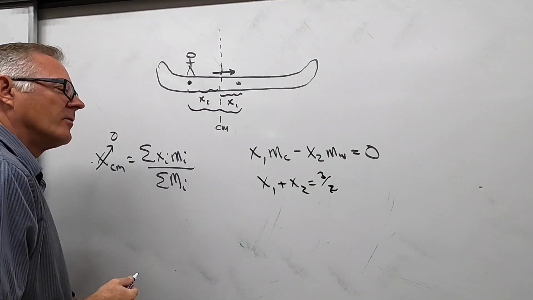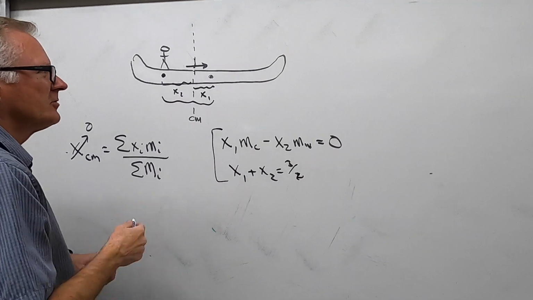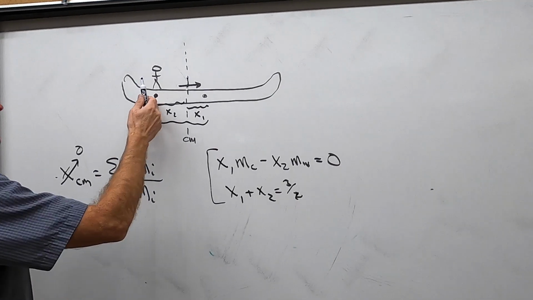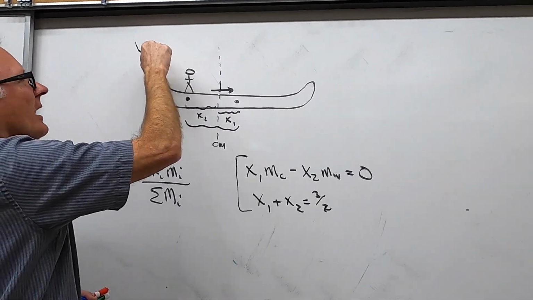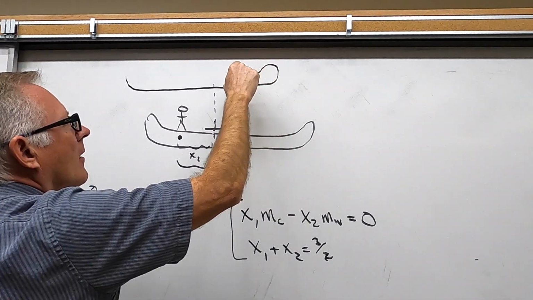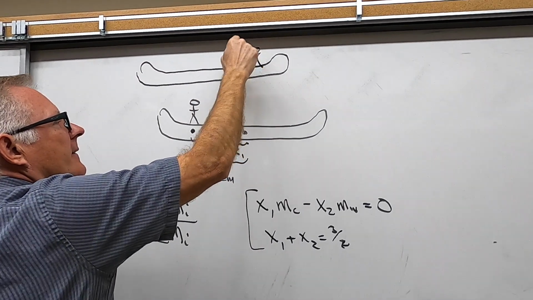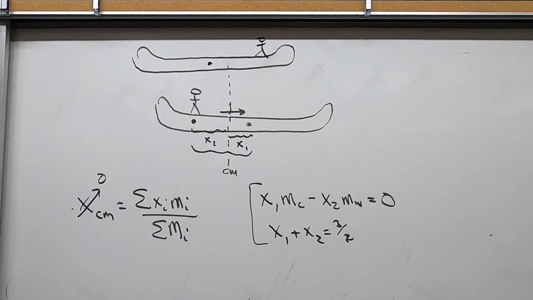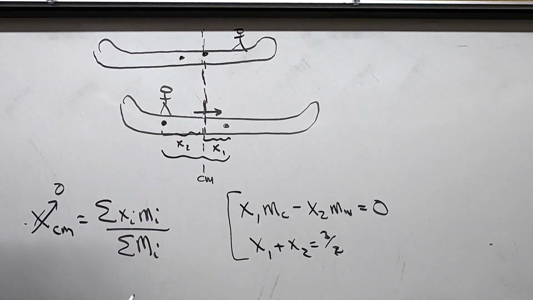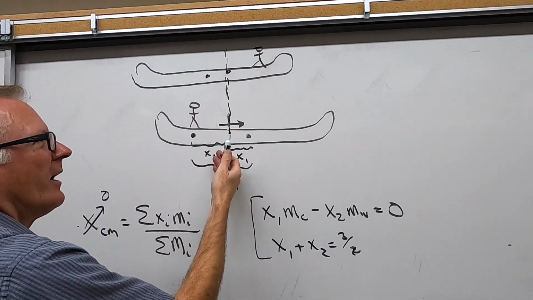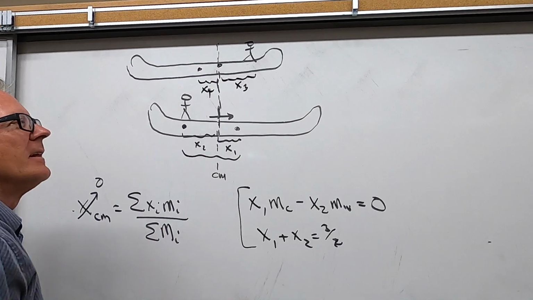Okay, so from these two equations, two unknowns, you could solve for x1 and x2. Now she walks over to here, the canoe moves back, and so now it's going to look more like this. She's over here. There's the middle of the canoe over here. But the center of mass is still in the same spot. And so you can do the same thing that you did right here. You could call this, say, x3, and call this x4.